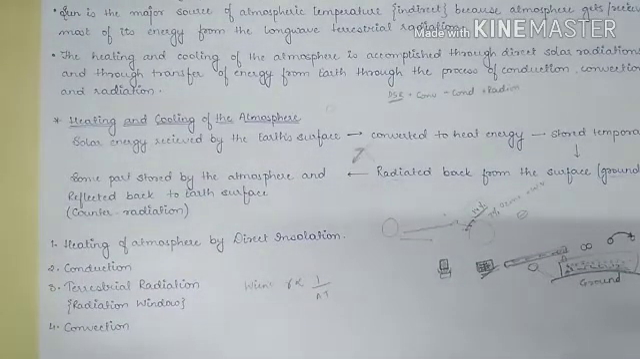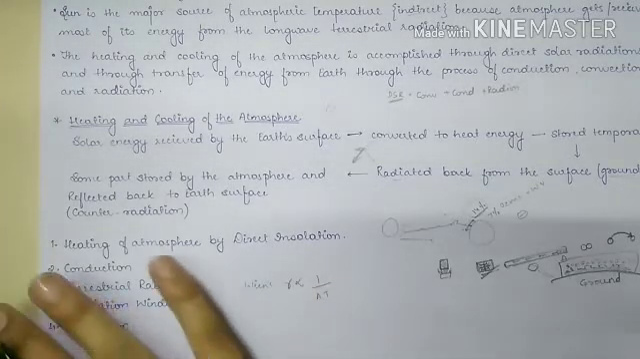Next we have Stefan's law, also known as the Stefan-Boltzmann law. It states that the flux of radiation is proportional to the fourth power of the absolute temperature of the radiating body. Okay, so these are the two laws.